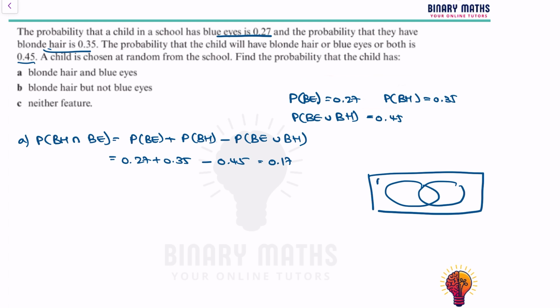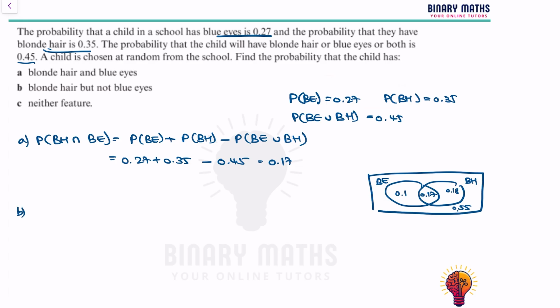So it's blue eyes, blonde hair, the middle is 0.17. If I want to find this part, it's 0.27 take away 0.17, which is 0.1. 0.35 take away 0.17 is 0.18, so this is 0.18. If I add these all together, I get 0.45, so that means the outside part is 0.55.